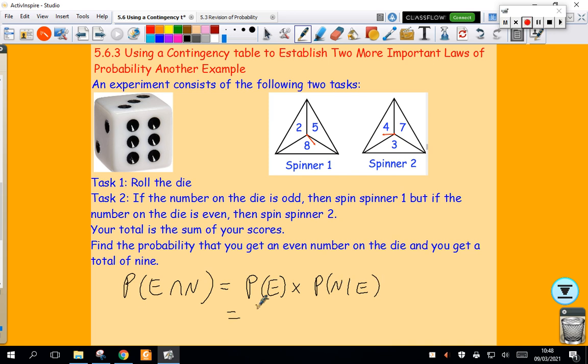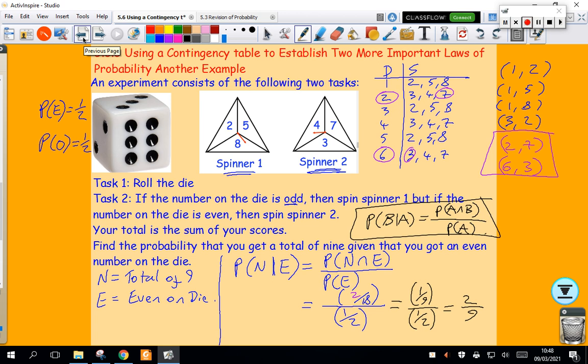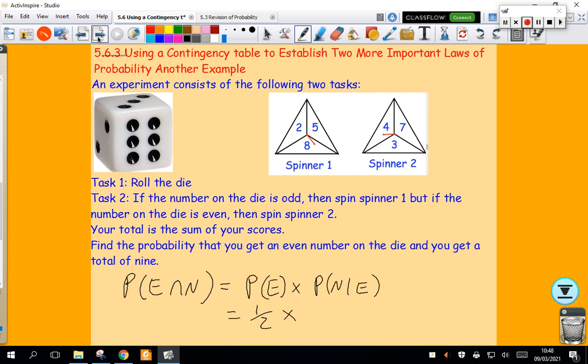So the probability of getting an even number is 1/2. The probability of getting a total score of 9 given an even number, well, actually, I'm pretty sure that's just what we found. The probability of getting a total score of 9 given that it's even is 2/9. So it's 1/2 times 2 over 9. Cancellation of the 2's. There's a 1 in 9 chance. So we would expect on average 1 out of every 9 times we completed this experiment, we'd get an even number on the die and a total score of 9.